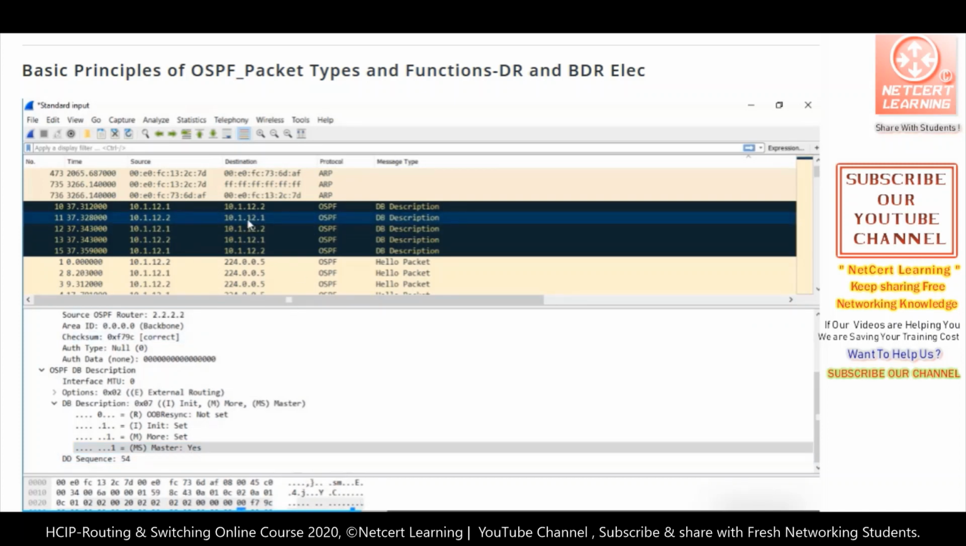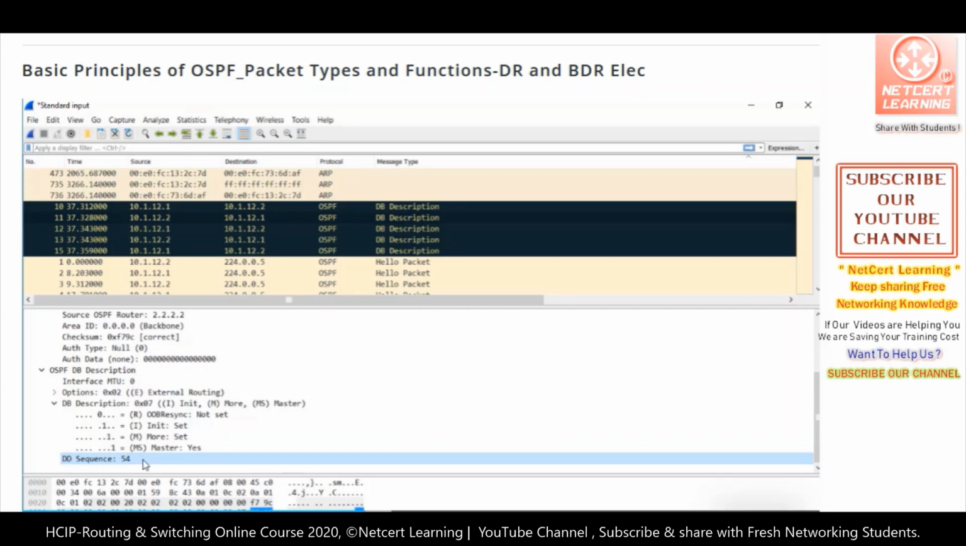Now let's look into the second frame here on the database description. As you can see, this is a sequence number of 64. Router B also sets I as 1, more as 1, and also claims that it's a master. So if I look back into router 1, the sequence number is 401, whereas router 2 sent to router 1 a sequence number of 54. 2.2.2.2 versus 1.1.1.1, 2.2.2.2 is larger than 1.1.1.1. So in return, router 2 is supposed to be the master.